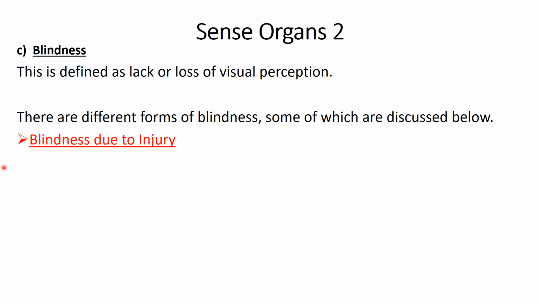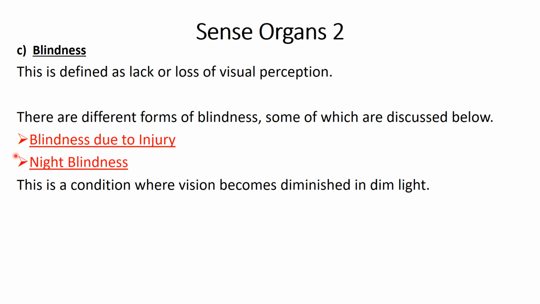Then another type of blindness is night blindness. This is a condition where vision becomes diminished in dim light. So when someone goes where there's not too much light, they can't see clearly. That is night blindness. It is caused by a deficiency of vitamin A.